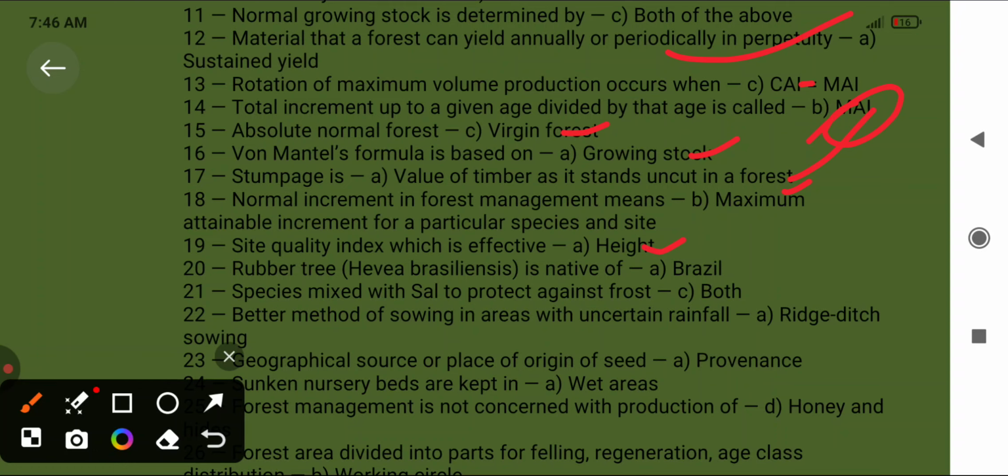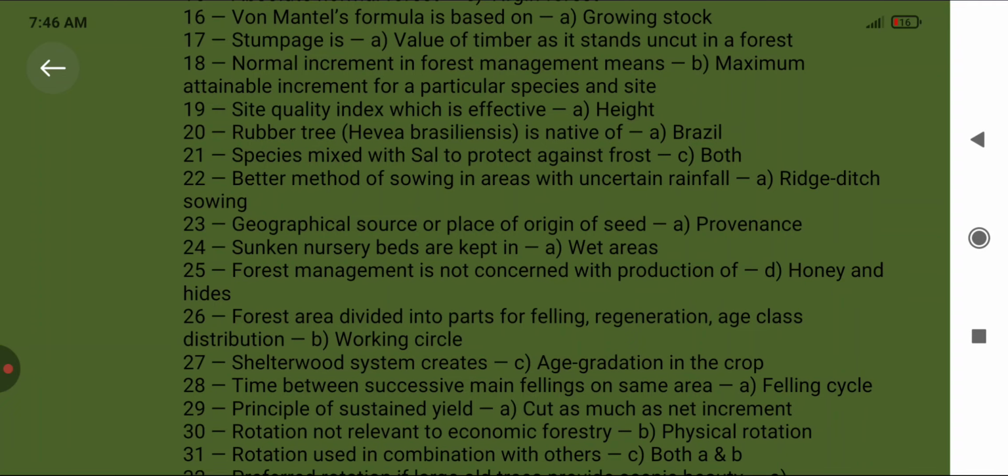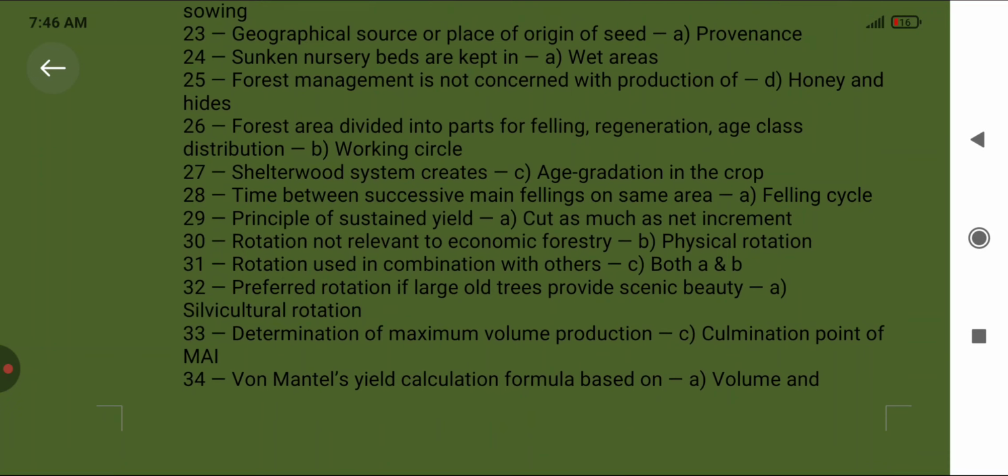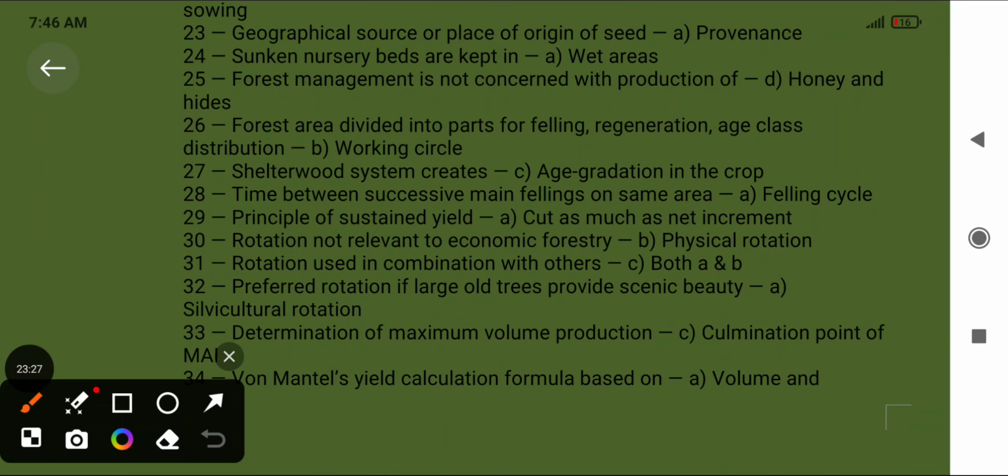Rubber tree Hevea brasiliensis is native to Brazil. Species mixed with sal to protect against frost. A better method of sowing in area with uncertain rainfall is raised bed sowing. The geographical source or place of origin of seed is provenance. And sunken nursery beds are kept in wet area.